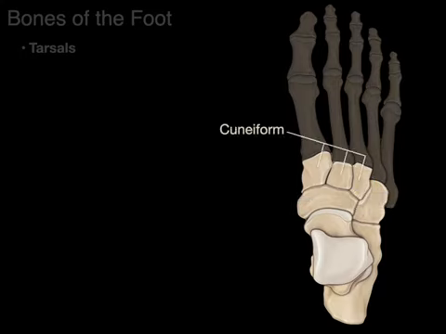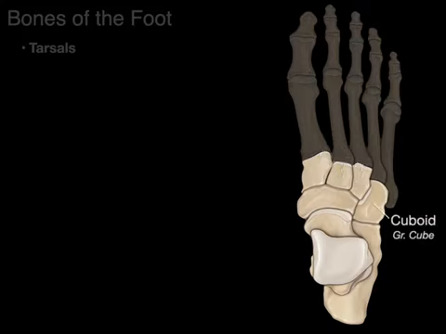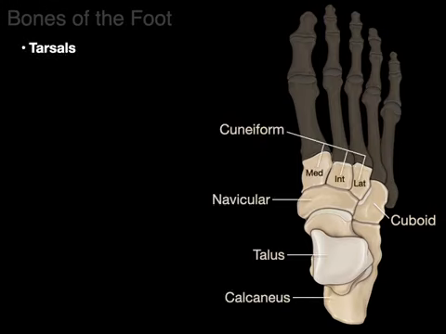Next, we have the cuneiform bones, there's Latin for wedge-shaped, for the way that they're shaped. And there's 3 of them. There's a medial cuneiform that's closest to the medial of the foot, then the intermediate and lateral cuneiform bones. And finally, there's the cuboid bone, which is Greek for cubed shape, that articulates with the cuneiforms and the calcaneus and the navicular bone. And there we have now our 7 tarsal bones.